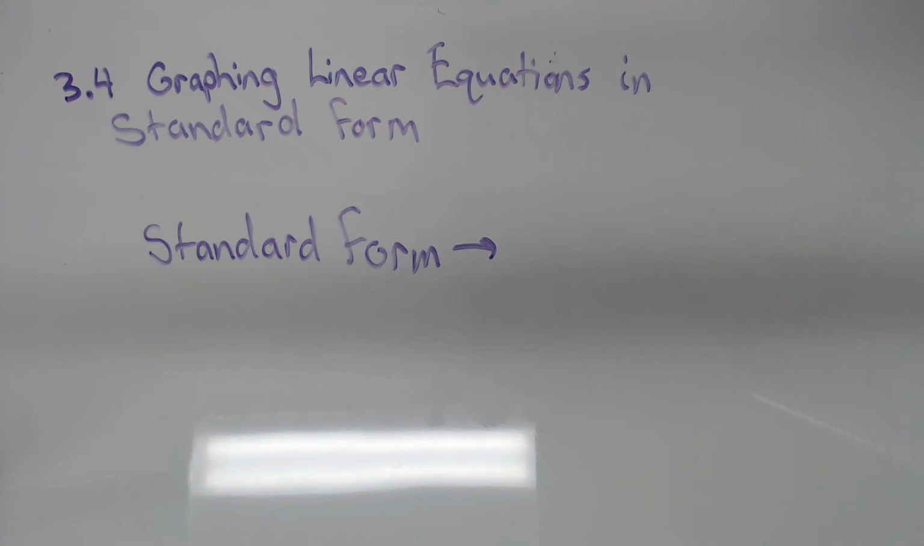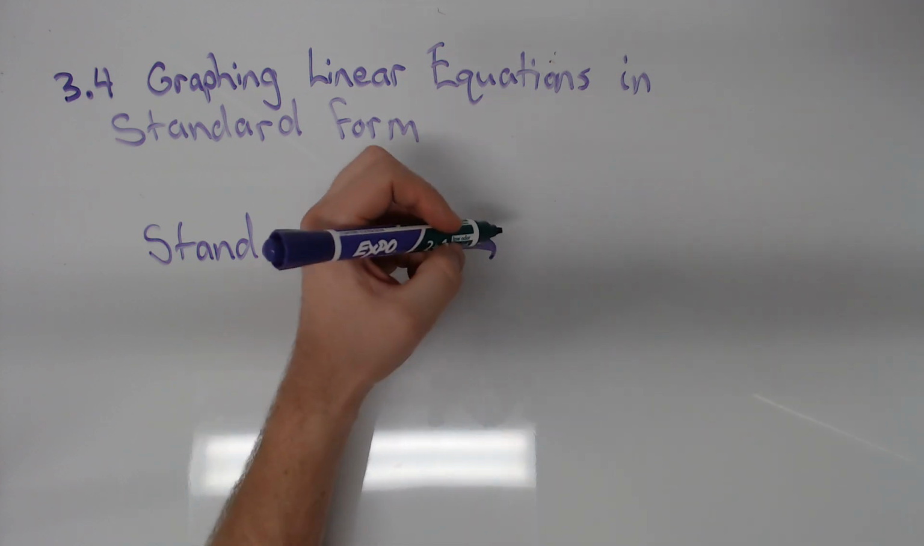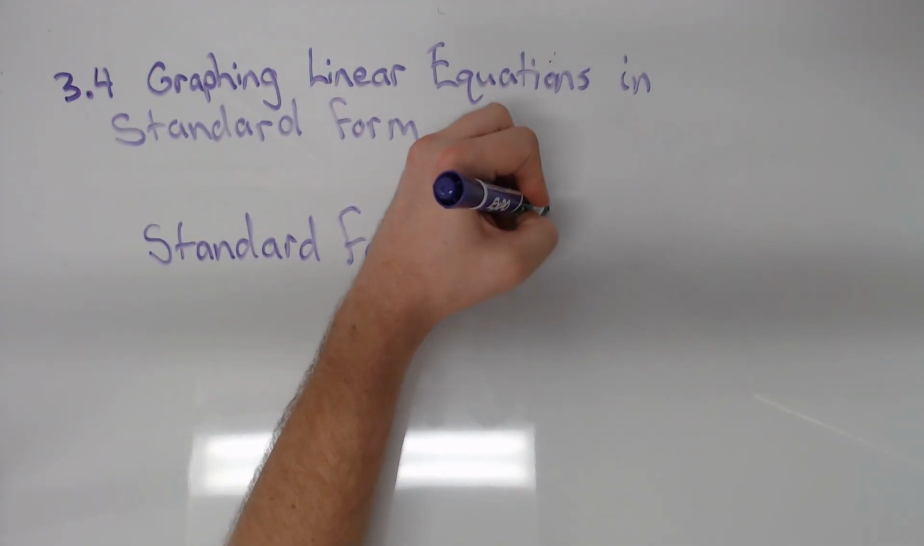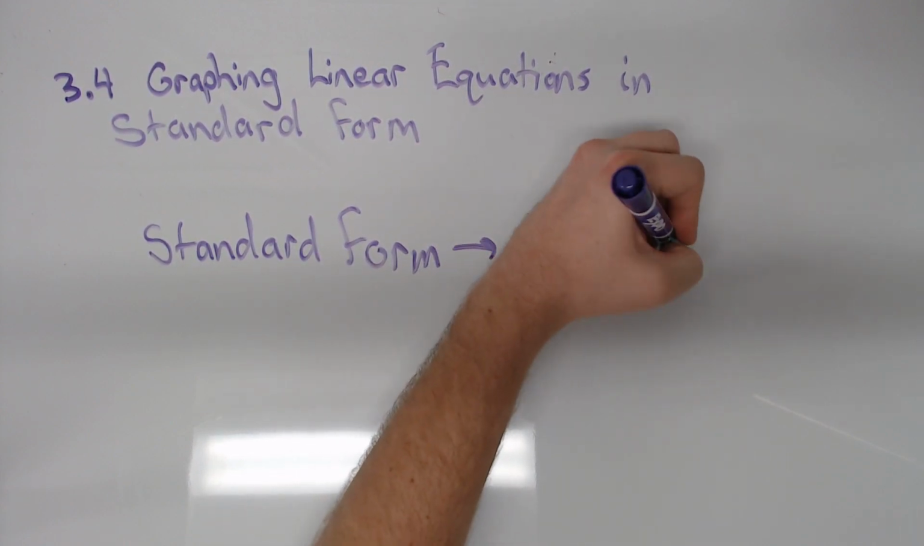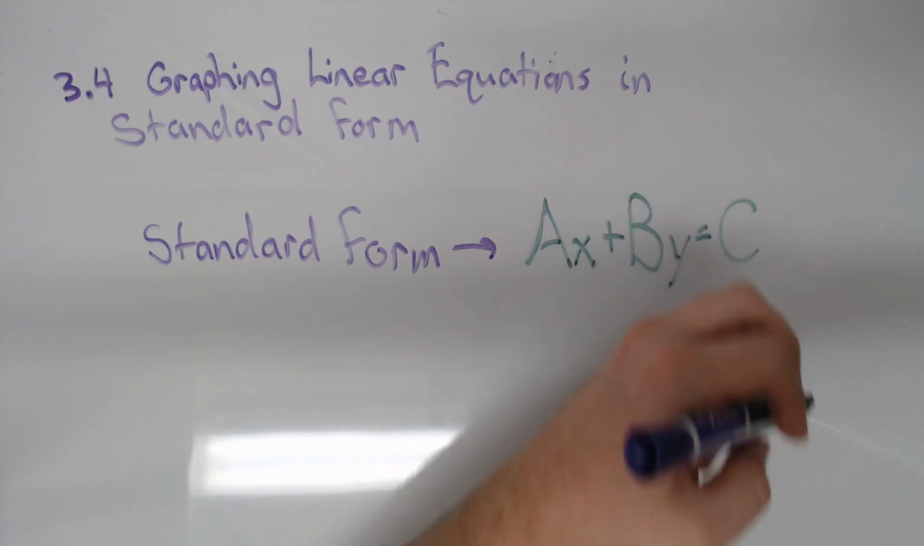Lesson 3.4 is another type of graphing, graphing linear equations in standard form. So standard form is essentially just another linear equation, but it looks like this: ax plus by equals c.